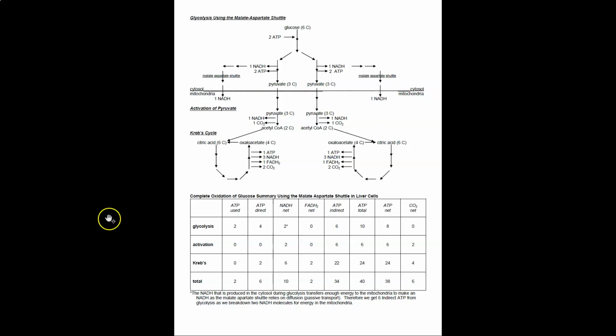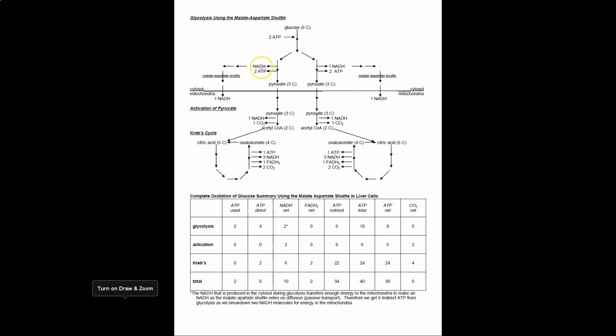So what we want to do is to look at this. This is the malate aspartate shuttle, okay, with the complete oxidation of glucose. So we start with glucose, right? 6-carbon sugar. We add 2 ATP. You can see the arrow in. It goes down and breaks apart into a pyruvate here that's got 3 carbons, and a pyruvate here that's got 3 carbons. After it breaks, for each pyruvate, I get 1 NADH and 2 ATP. Now that 2 ATP, right, that's what I use. It's the only time I'm going to have to use ATP in this process here.